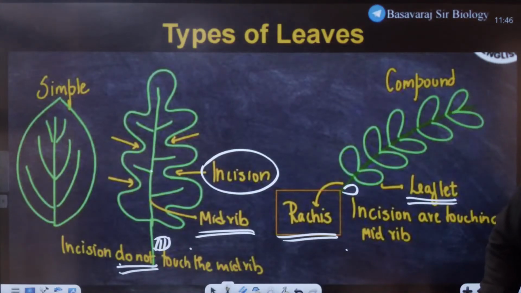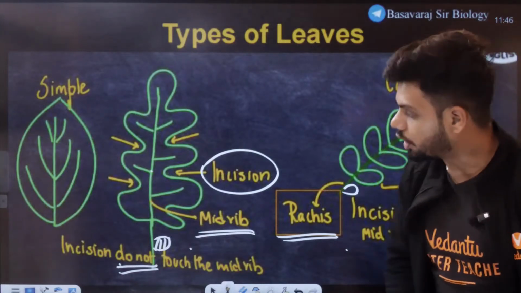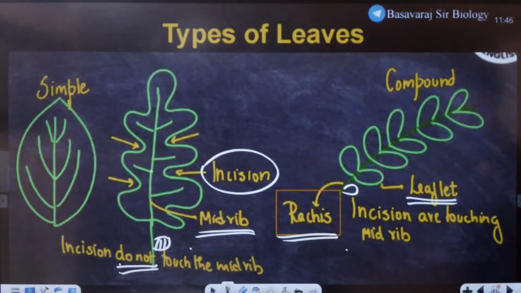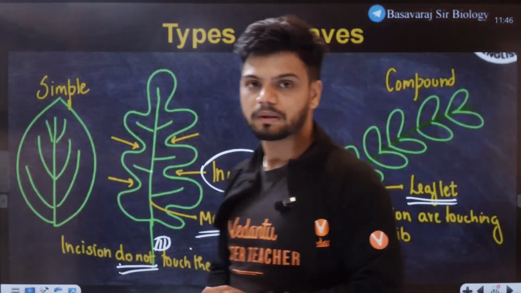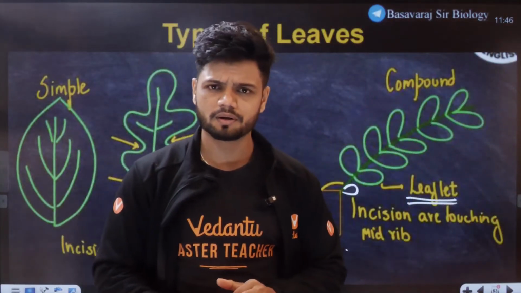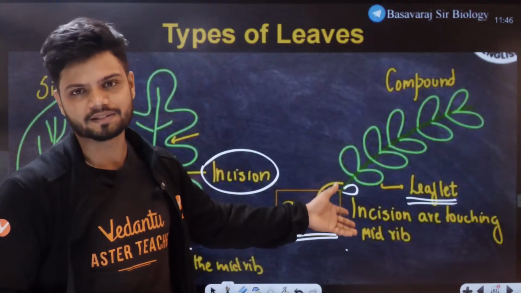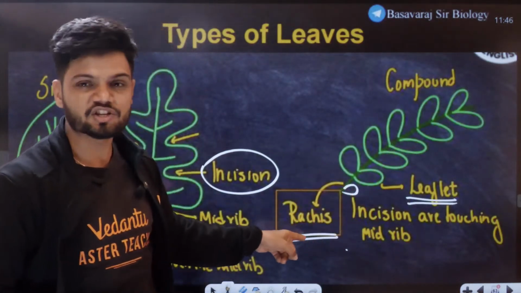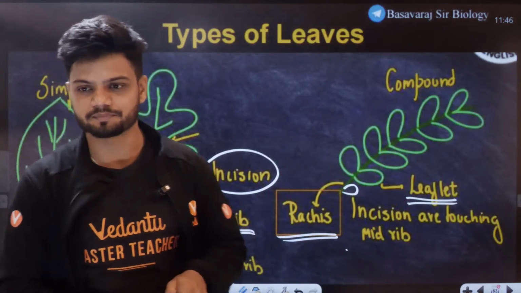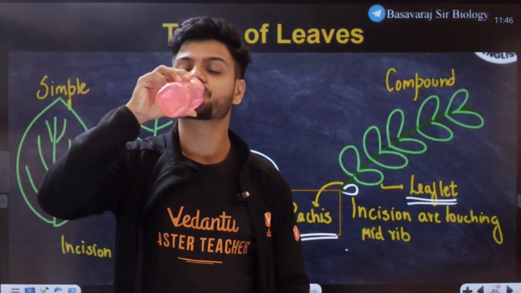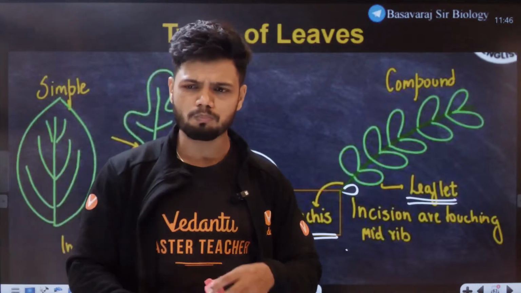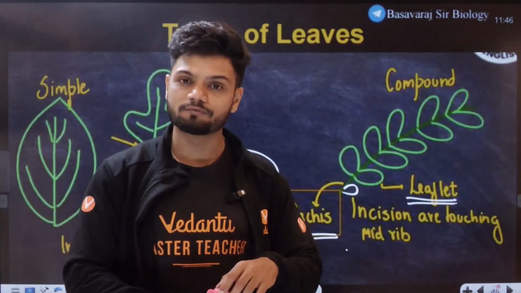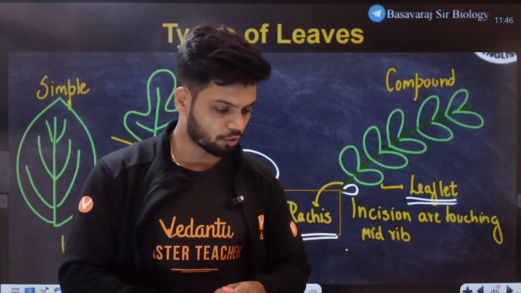How many of you understood the concept here? Don't lie to me. Tell me honestly, how many of you understood the concept of simple leaf and compound leaf? In a simple leaf, incisions are not touching the midrib. In the case of a compound leaf, it is touching. In a compound leaf, a special type of midrib called rachis is present here. All of you drink some water now. All of you drink some water quickly.